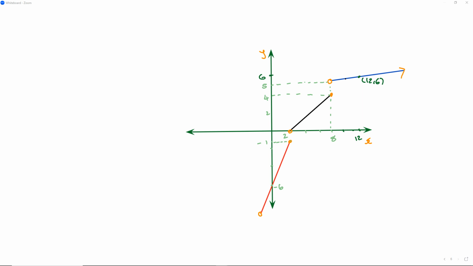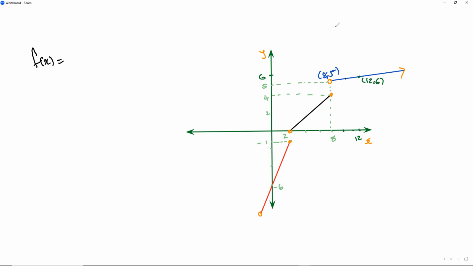So now we want to find the equations for each of these. I'm going to call this f of x, and it's going to be equal to these three functions one by one. Let's start with the blue line. For the blue line, I've got the coordinate over here to be (8, 5), and I've got (12, 6). So I can use the two coordinates to find the gradient.